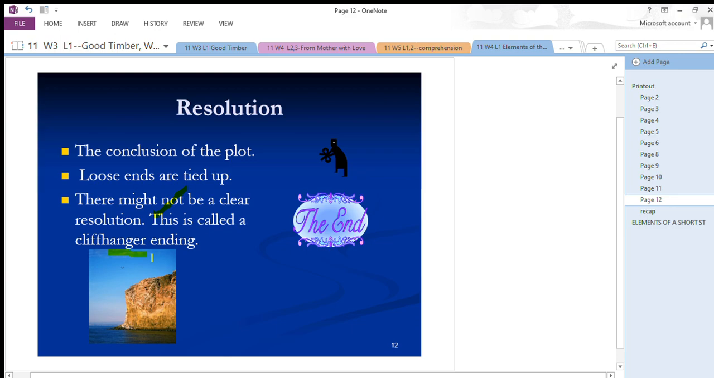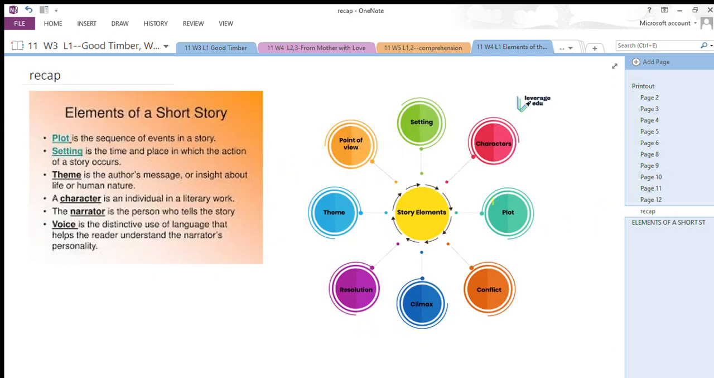You might have seen some of the dramas, they end up in a cliffhanger ending where you are not told about what actually happened. Usually the mystery stories end up like this, that they have the cliffhanger ending where you are not exposed to the actual ending. So some of the stories might end up with a resolution and others might end up with a cliffhanger ending. So this was all about different elements of the story.